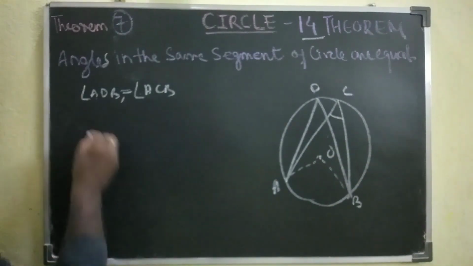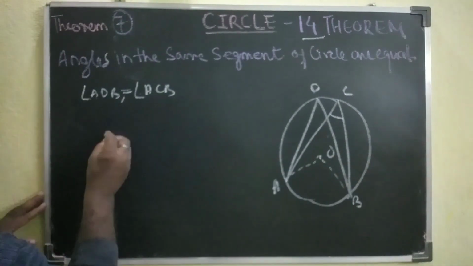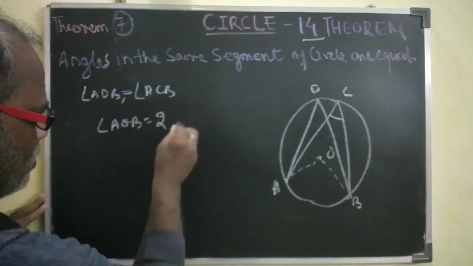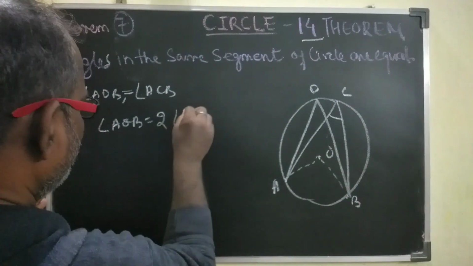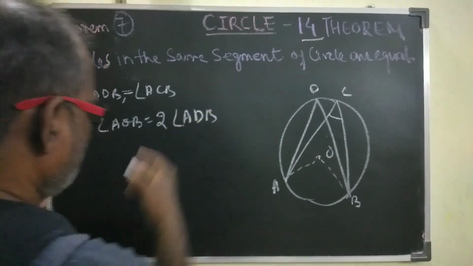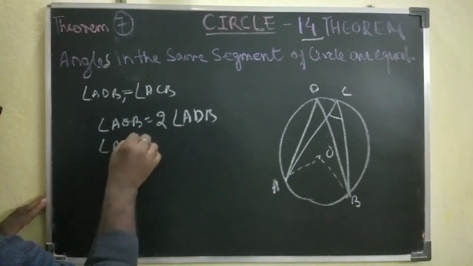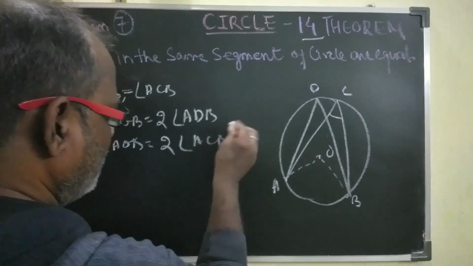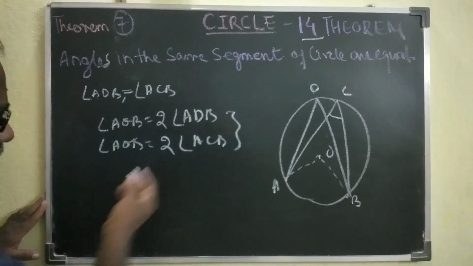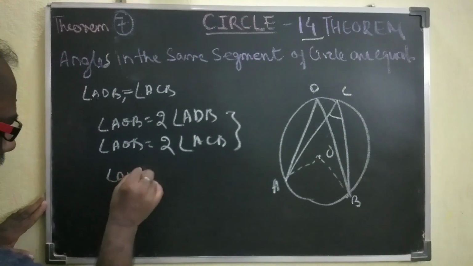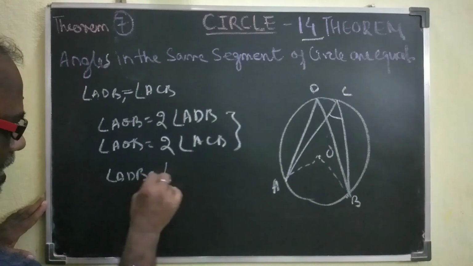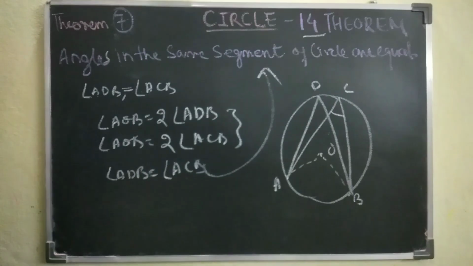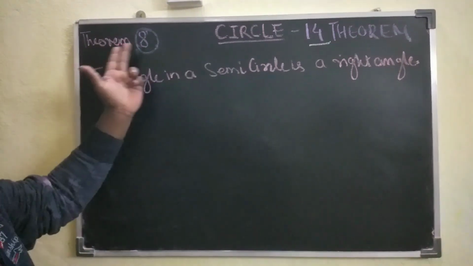Just now we have read in the previous theorem that angle AOB equals twice of angle ADB. Also angle AOB equals twice of angle ACB. So from these two we get that angle ADB equals angle ACB. This proves our theorem.